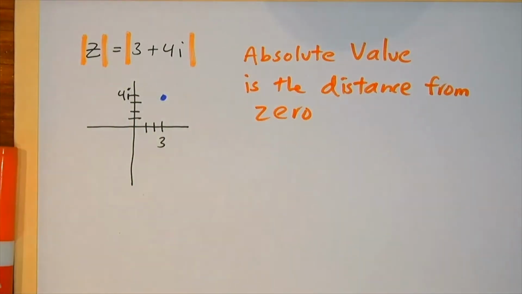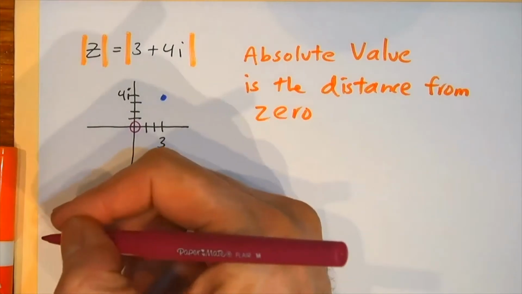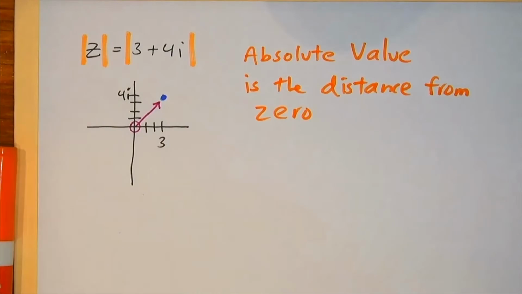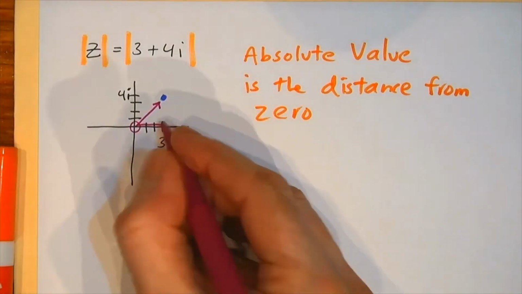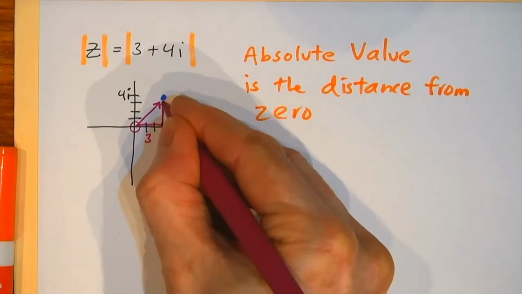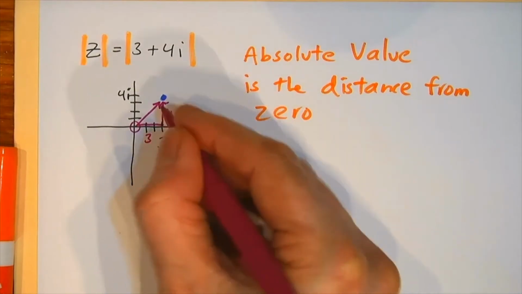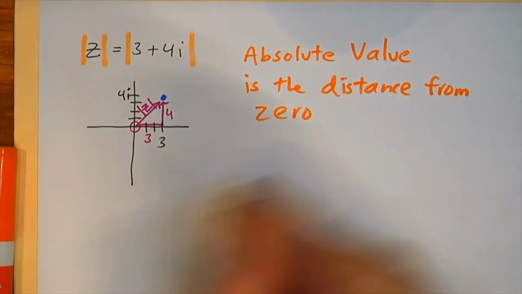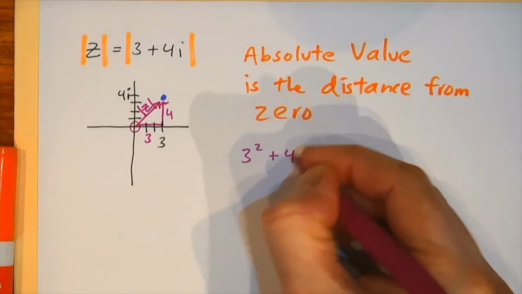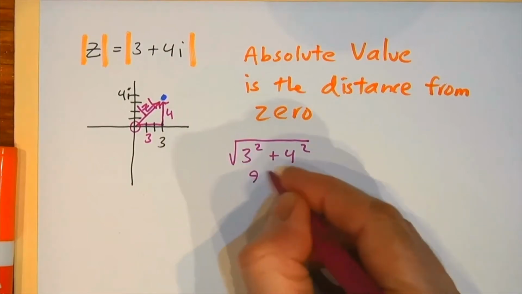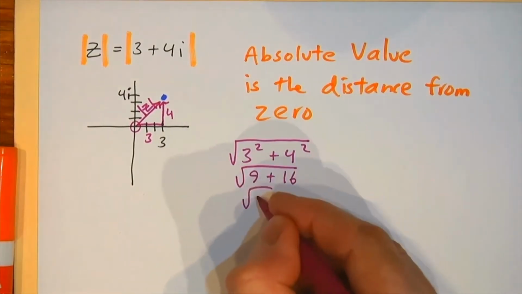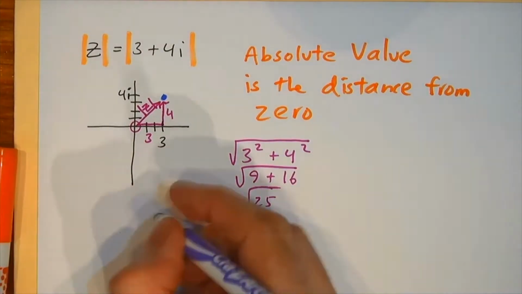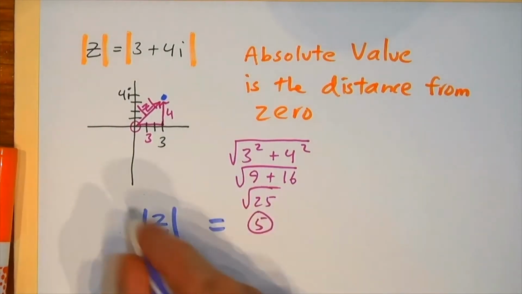Well, actually, it's not too complicated. Zero is right here in the middle. So you just gotta figure out, well, how far away is that? Well, it's just the Pythagorean theorem. You could say, how much does it go over? 3. How much does it go up? 4. So we're just gonna do a little Pythagorean theorem to find this right here. Here's Z. We'll put little absolute value bars on it. So we're just gonna go 3 squared plus 4 squared and take the square root. So 9 plus 16, square root of 25, which is 5. So the absolute value is 5.